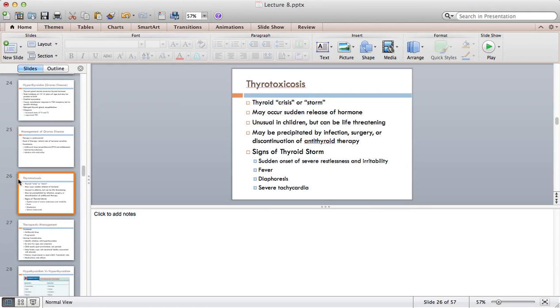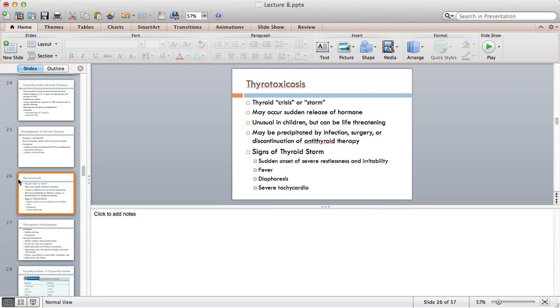And infection or sudden stress can predispose the child to the condition, or if they are not compliant with the anti-thyroid therapy they are taking to reduce the level of the thyroid hormone. If they are not taking it, or they stop it abruptly, that hormone level can rise suddenly and the person can go into thyroid crisis.